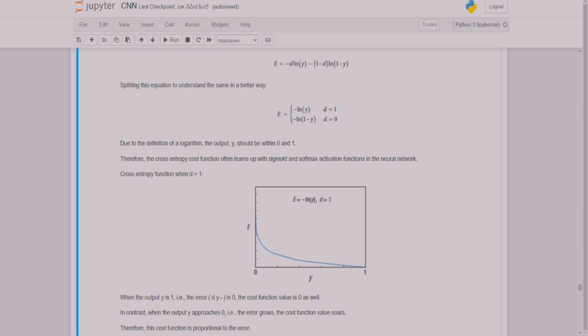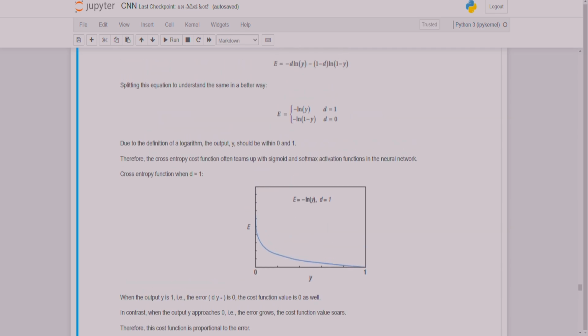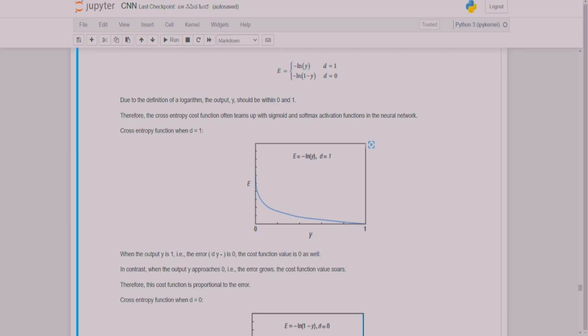But let's look at how this cross entropy works and what it's going to generate as an output whenever the desired value is equal to 1. You can see a graph here. That is the cross entropy function, E is equal to minus ln of y. We expect d to be 1, because when d is equal to 1, only then can I use this function, minus ln of y. So I'm simply plotting the minus of natural log of y. I know that it is always between 0 and 1.